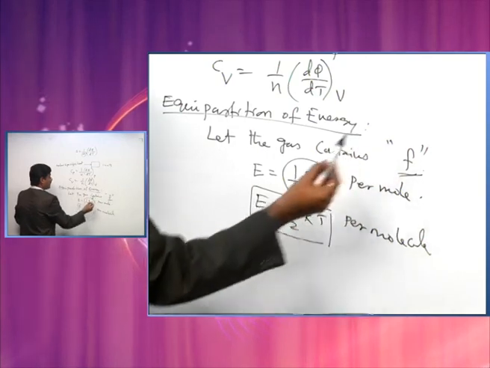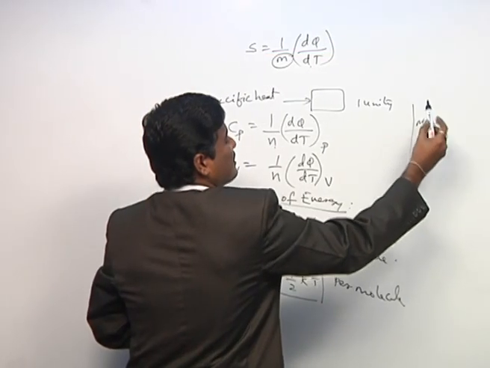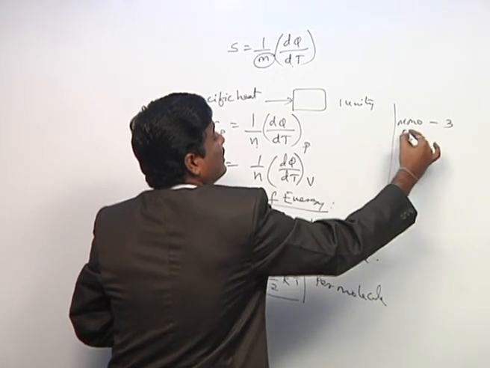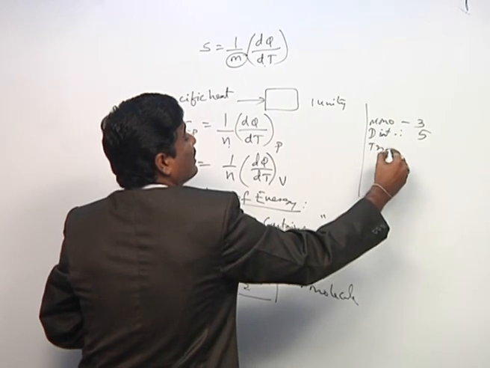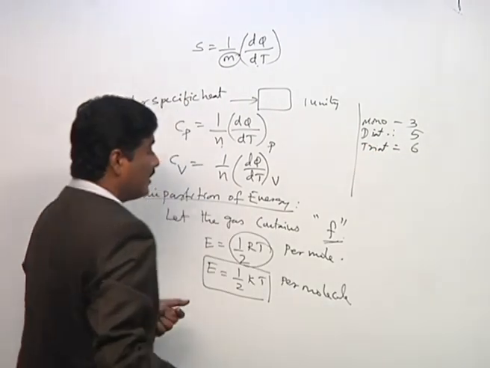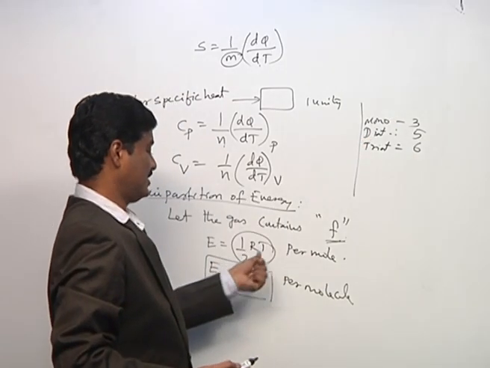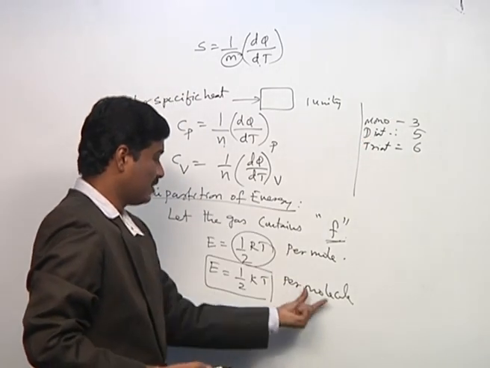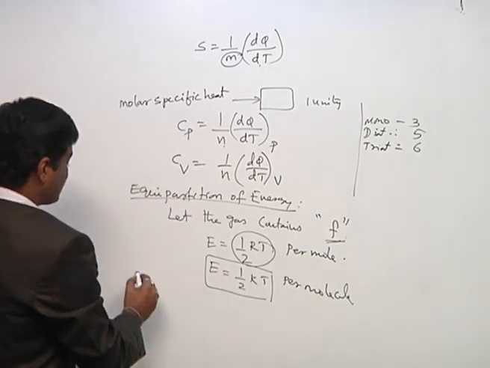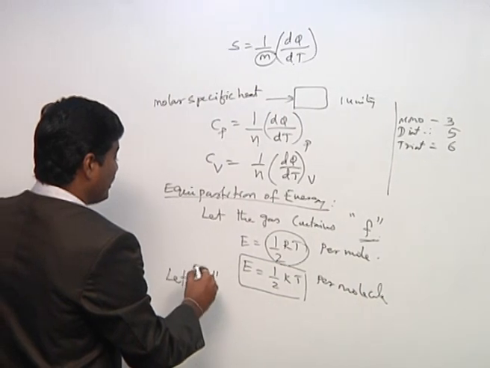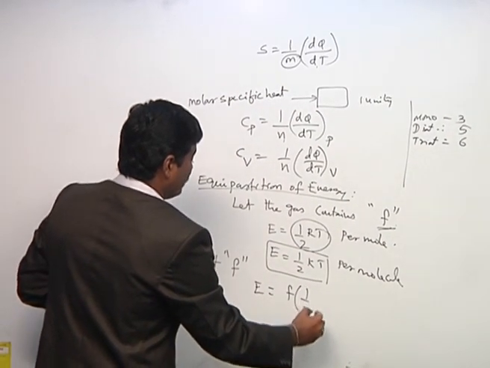Let it contain F number of degrees of freedom. Just as we saw in the last section, monoatomic gas 3, diatomic at room temperature 3 plus 2, 5, and triatomic 3 plus 3, 6. See, F number of degrees of freedom. Suppose it is 3 here, 3 into 1 by 2 RT, and if we are considering the molecule, 3 into 1 by 2 KT. If we generalize for F number of degrees of freedom, the total energy is equal to F into 1 by 2 KT.